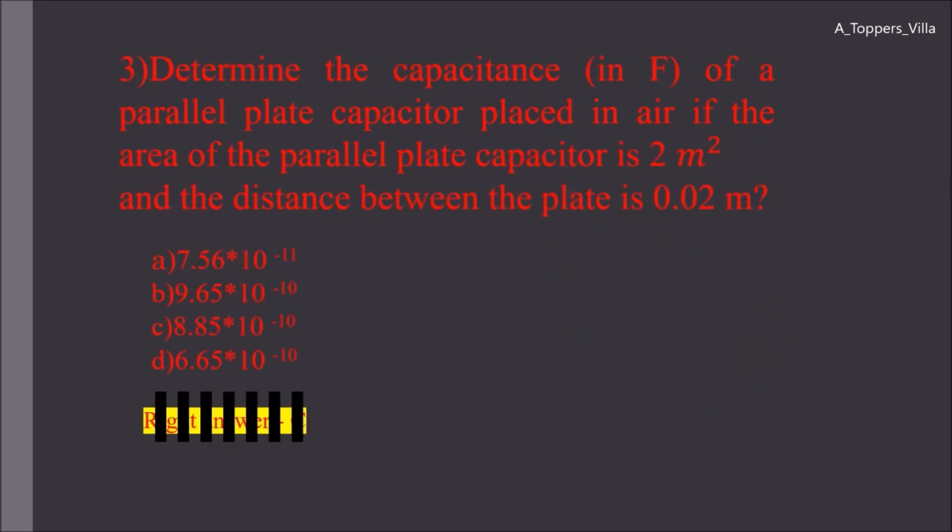Determine the capacitance of a parallel plate capacitor placed in the air if the area of the parallel plate capacitor is 2 meter square and the distance between the plates is 0.02 meter.